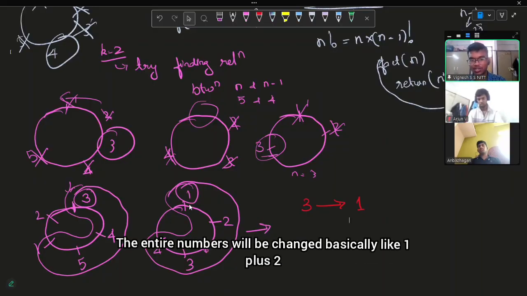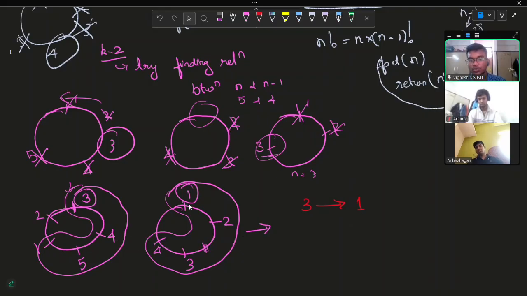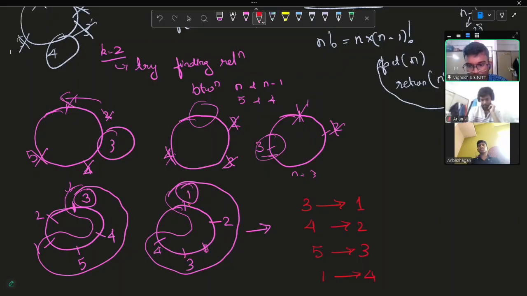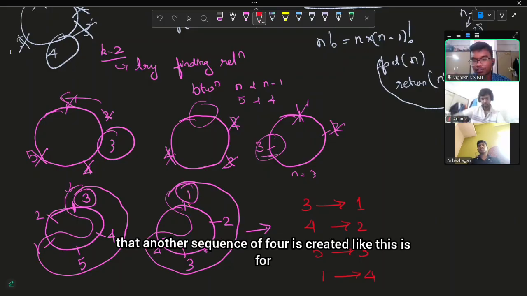The entire numbers will be changed. Basically, like 1 plus 2, 2 plus 4, 3 plus 5. I'll write it down and show. So 3 is changed to 1, 4 to 2, 5 to 3, 1 to 4, I guess. Yeah, 1 to 4. Basically, what happens is, if 3 is changed to 1, like minus 2 is done, another sequence of 4 is created.